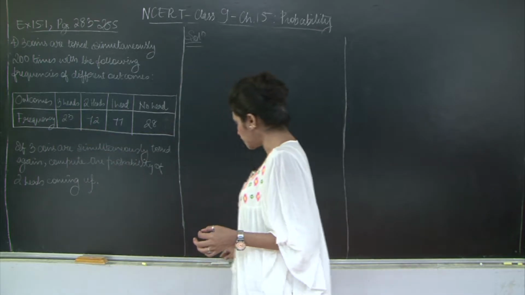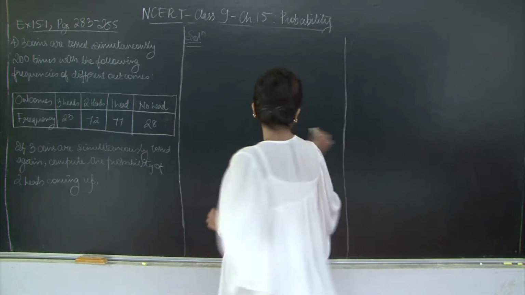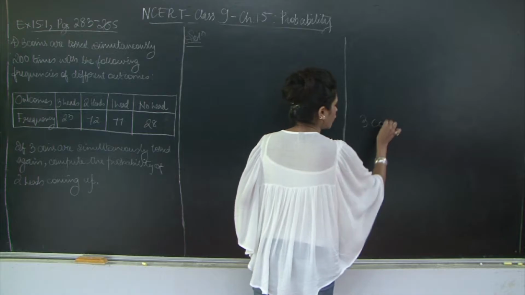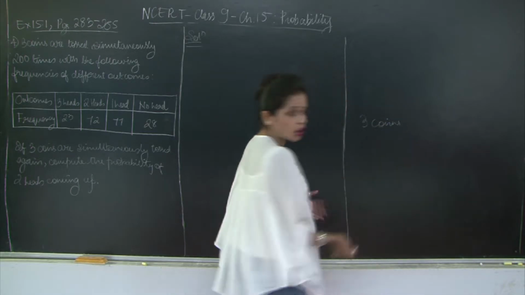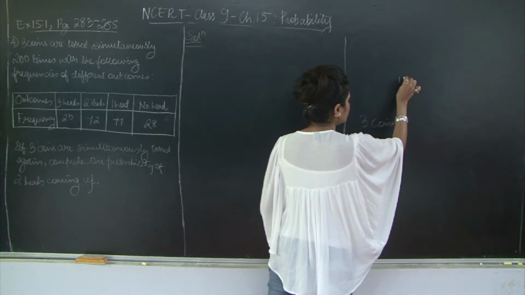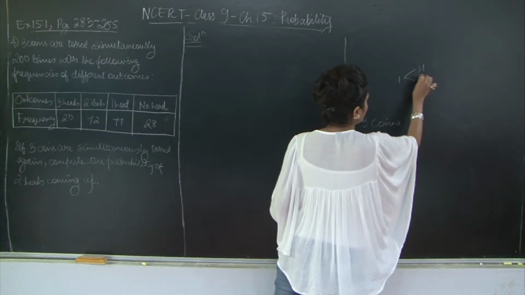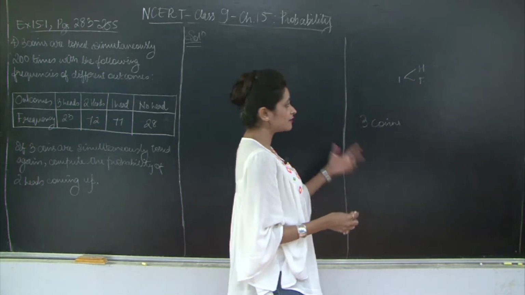That means you will get a head. You're tossing three coins, right? So first of all, what are the possible outcomes for one coin? It will be either head or tail. So what are the possible outcomes for three coins?